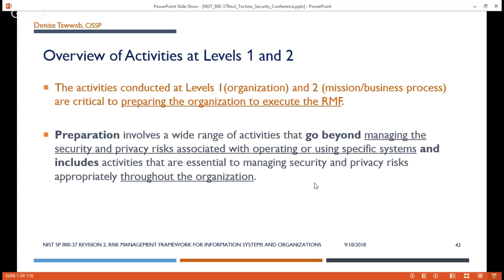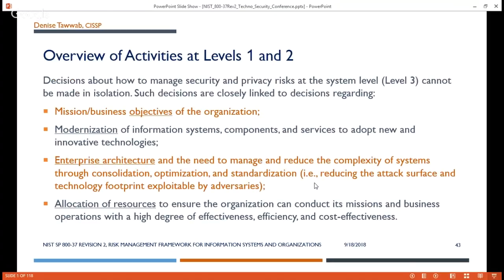Preparation involves a wide range of activities that go beyond managing the security and privacy risk associated with operating or using specific systems, and includes activities that are essential to managing security and privacy risk appropriately throughout the organization. Preparation is important. Decisions about how to manage security and privacy risk, and we're still talking about activities that happen at levels 1 and level 2.